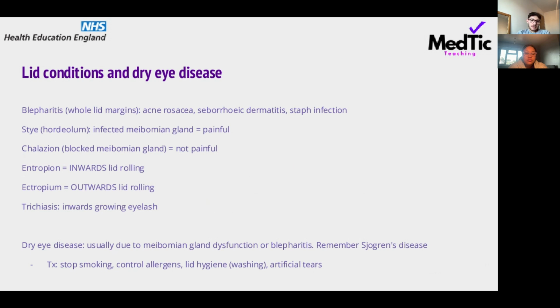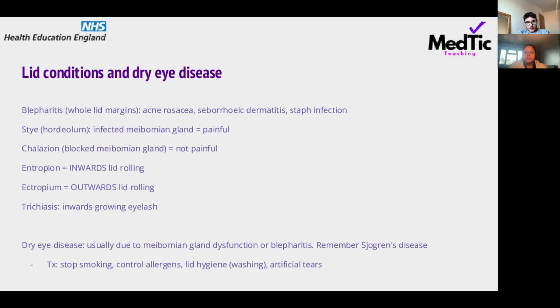There are some other key lid conditions. Entropion is inward rolling of the eyelids, and this can cause the eyelashes to come into contact with the cornea and the conjunctiva. This would need a referral to ocular plastics, because that continual friction between the eyelids and the cornea can be damaging to the cornea.